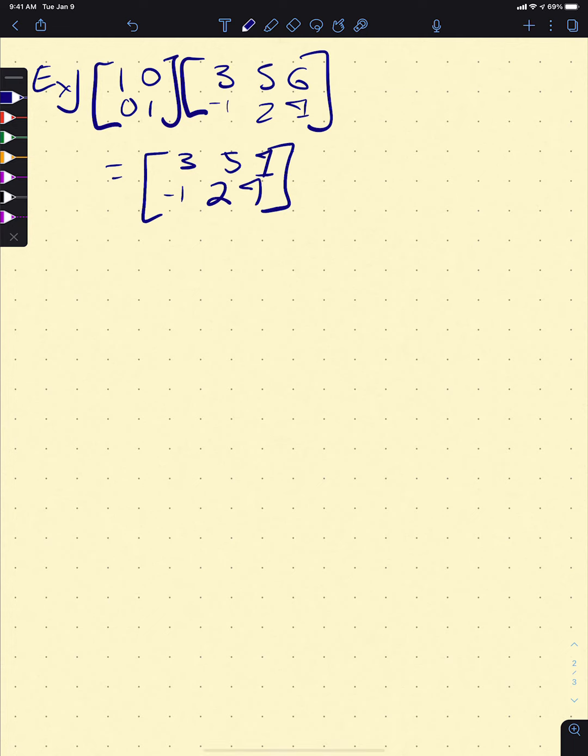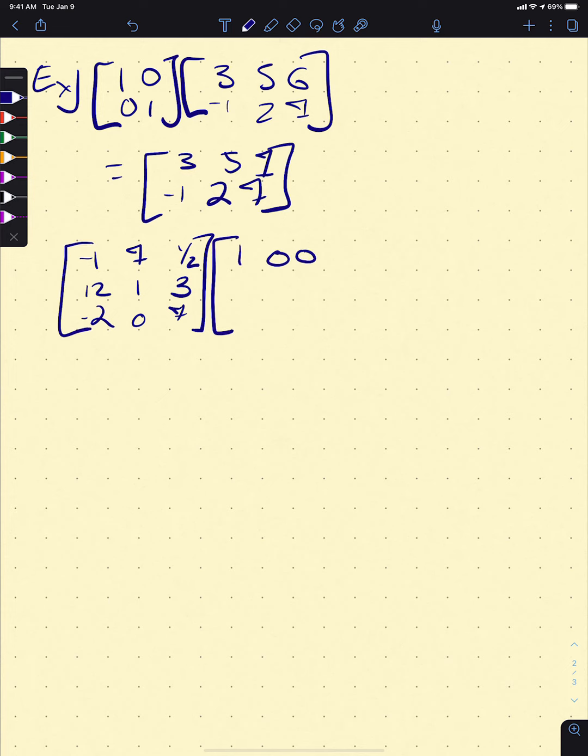And so it takes it and it gives us the exact same matrix back, right? If you were to do the same thing for, say, a 3 by 3 matrix, maybe we have negative 1, 7, 1/2. These are just entries in a matrix. Negative 2, 0, 7, right? And we multiply that by, say, I3, 1, 0, 0, 0, 1, 0, 0, 0, 1, right?